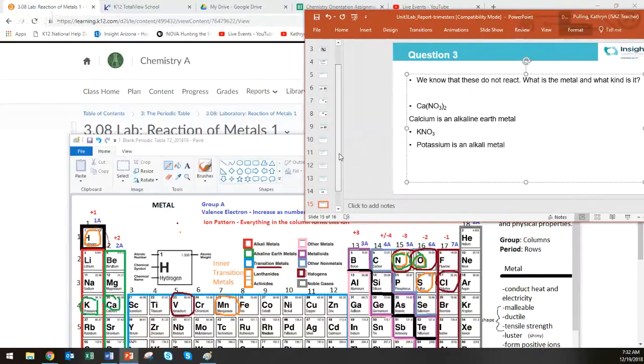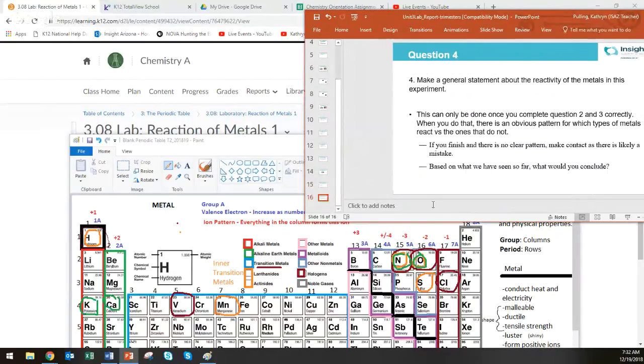The last question is going to be: make a general statement about the reactivity of metals in this experiment. So this can only be done once you've completed the lab. What I want you to do is look at what's going on in question 2 versus question 3. Is there some sort of pattern? There should be one. Is there some sort of pattern between the types of metals that react in question 2 versus the types of metals that don't react in question 3? All right, so based on what we have so far, what could you conclude? We saw 2 transition metals reacting, 2 non-transition metals not reacting.